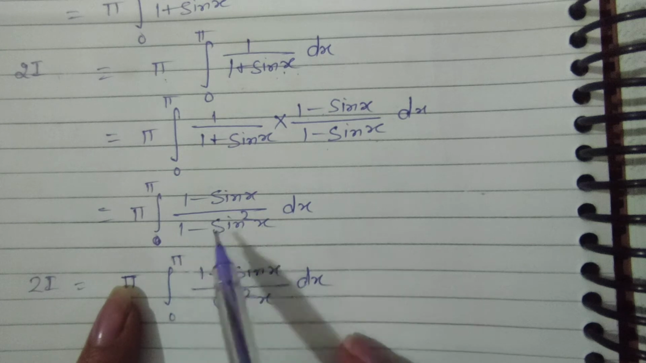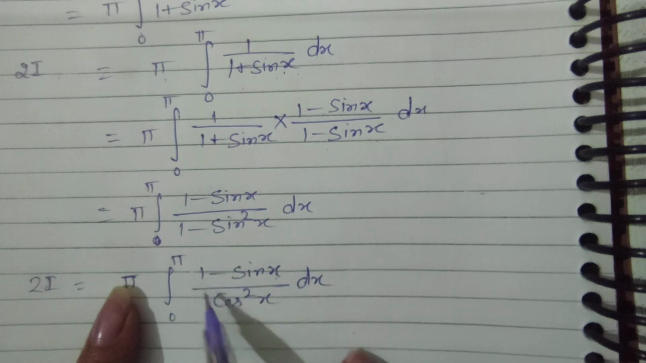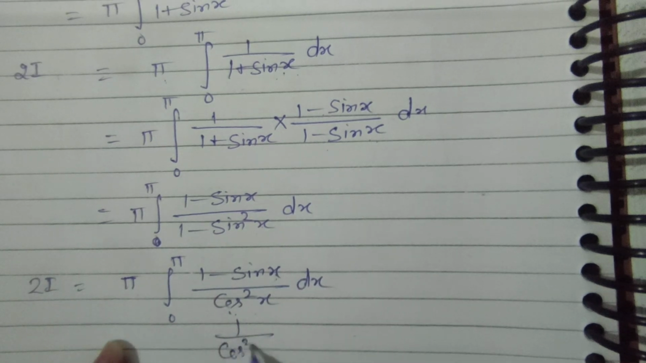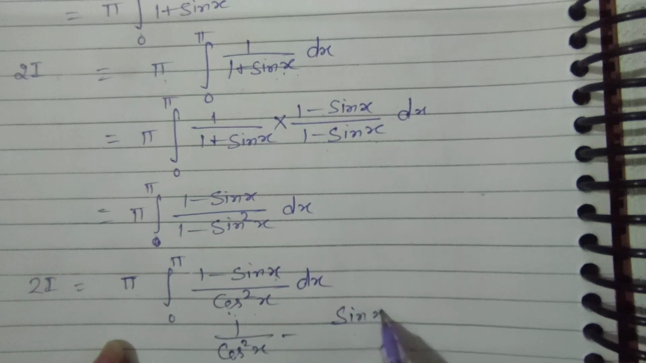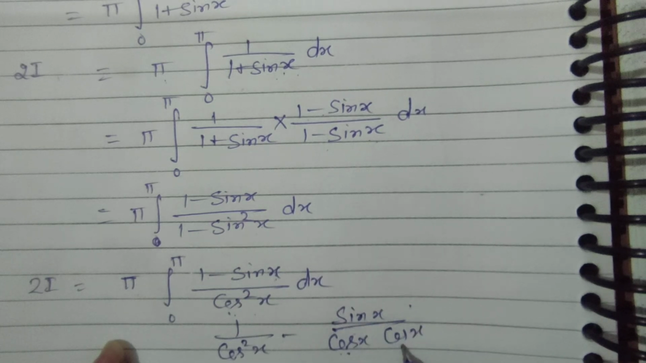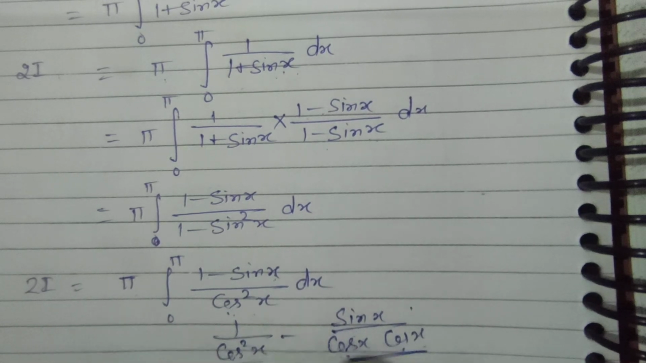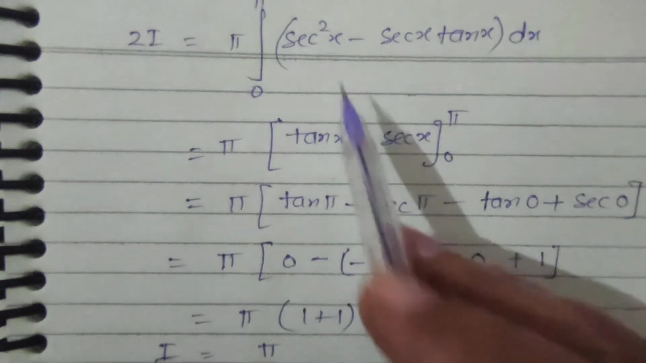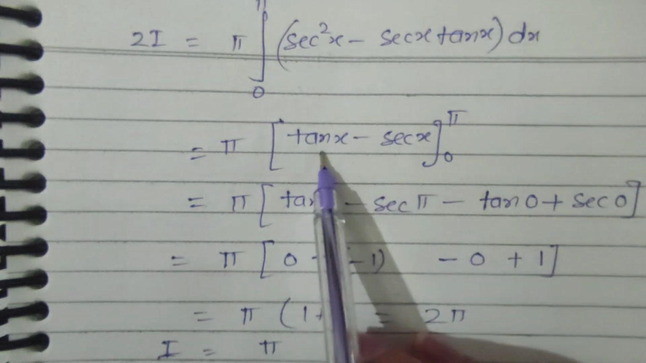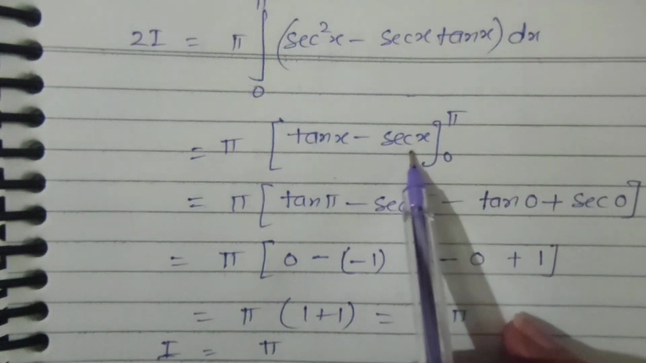Limit is 0 to pi and we will solve it. We can separate this 1 upon cos square, sec square. Sin upon 1 upon cos square को हम लिख सकते हैं sec square and sin upon cos into cos. So 1 sin upon cos is tangent, and 1 upon cos is secant. So it is secant square x and it is secant x tangent x. So this one secant square x minus secant x tangent x. Integration of secant square x is tangent x and secant x tangent x integration is secant x.